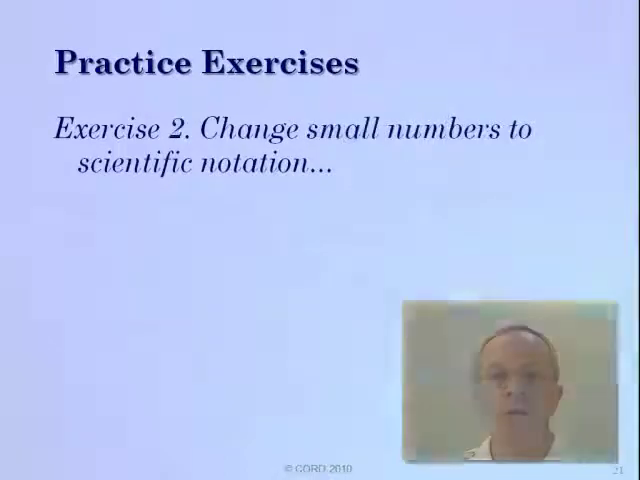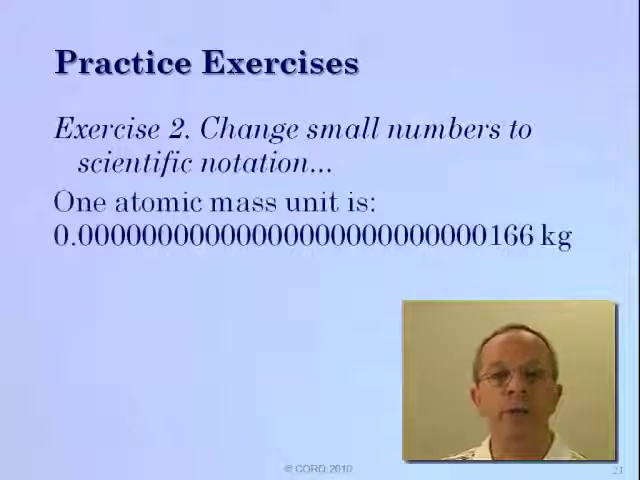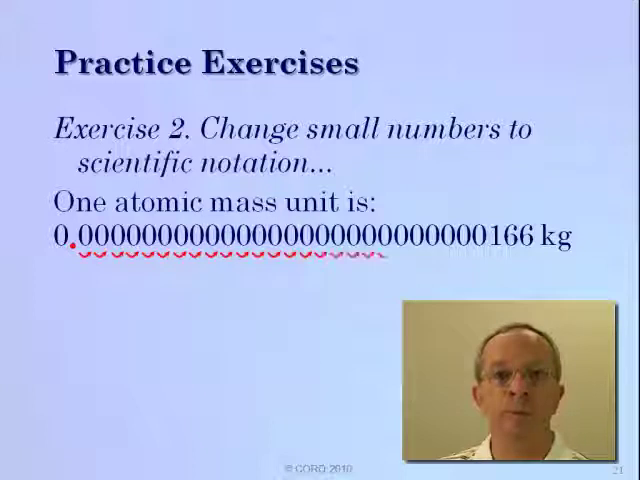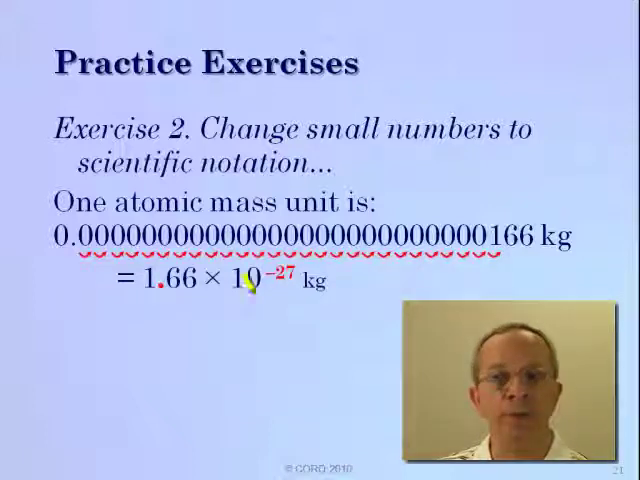Exercise 2 asks you to change small numbers to scientific notation. So, for example, we can have 1 atomic mass unit, which is that very small number of lots of zeros preceding the 166 kilograms. We can write that number in scientific notation by counting how many places we have to move the decimal point over to get a number of a prefix between 1 and 10. In this case, we had to move it 27 places to the right, so that becomes our exponent of 10 to the minus 27 kilograms.